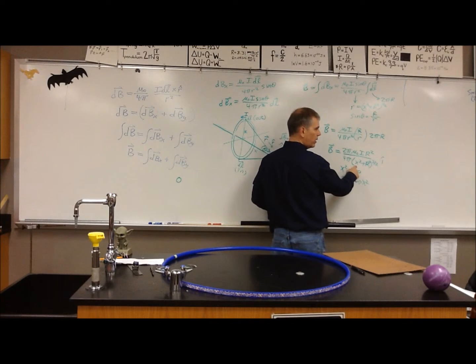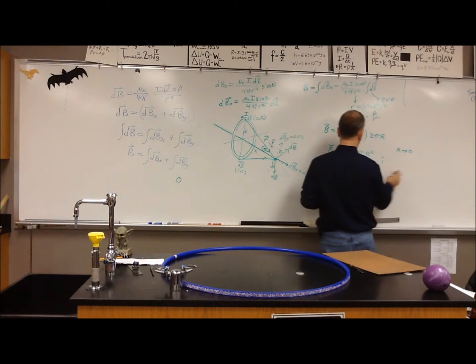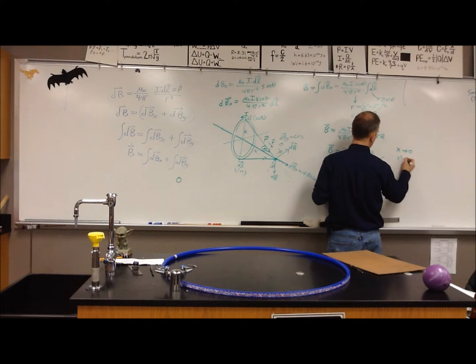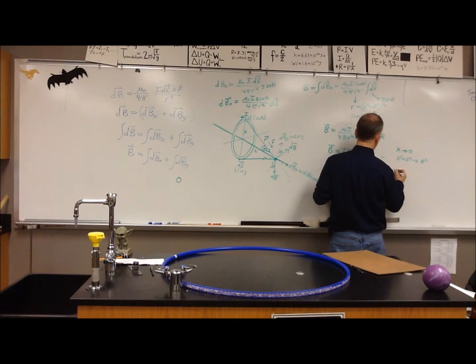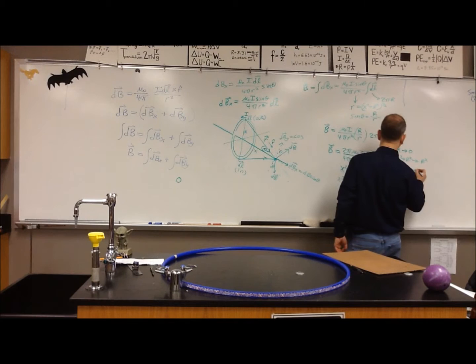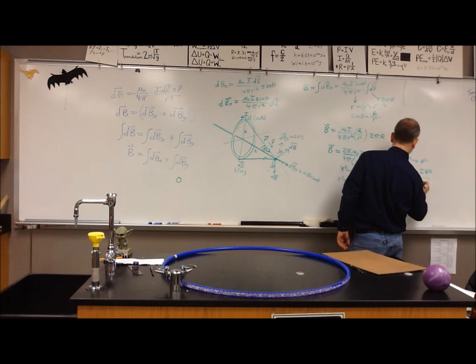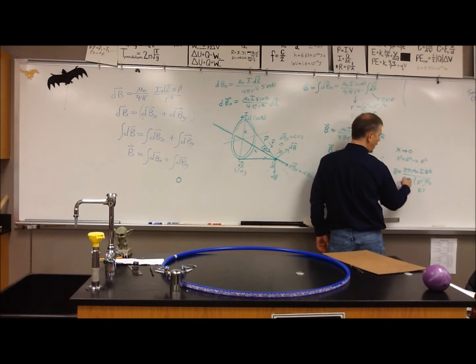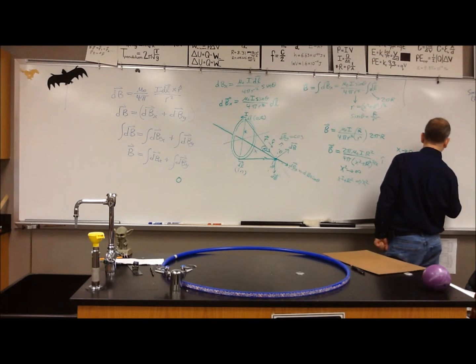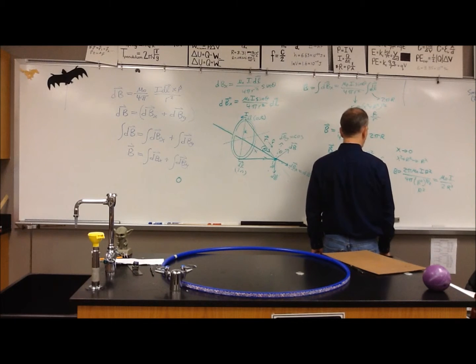What if x goes to 0? If x goes to 0, then this approaches just r squared, and this whole thing just becomes r squared to the 3/2. You agree that that just becomes r to the 3rd. And that just gives me an r, and that just gives me a B equals mu naught I over 2. There's supposed to be a pi there. Why did I miss a pi?